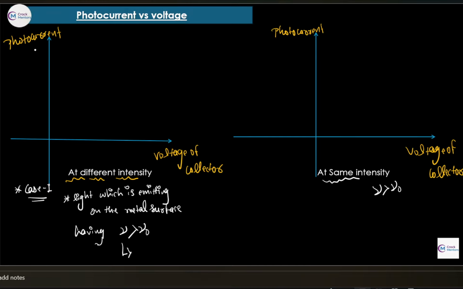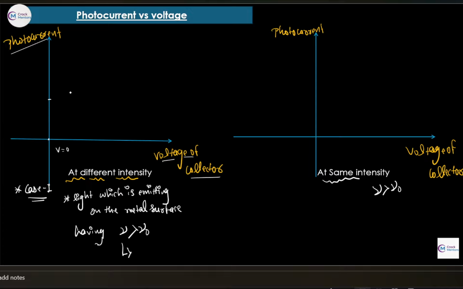Now, we have the photocurrent versus voltage graph, and voltage of what? Voltage of the collector, at different intensities. We are going to observe the graph, and of course, the frequency is greater than the threshold frequency. We know that at some voltage, basically when velocity is equal to zero, we were able to observe that it had some value of current, right?